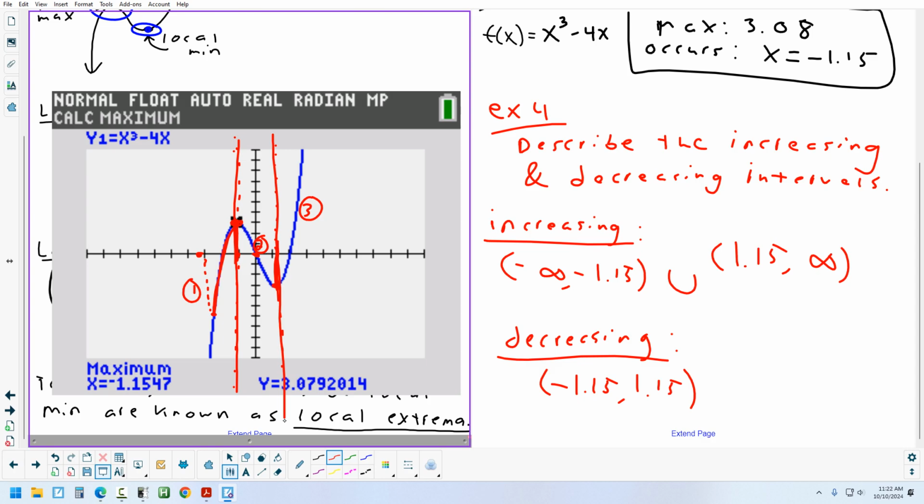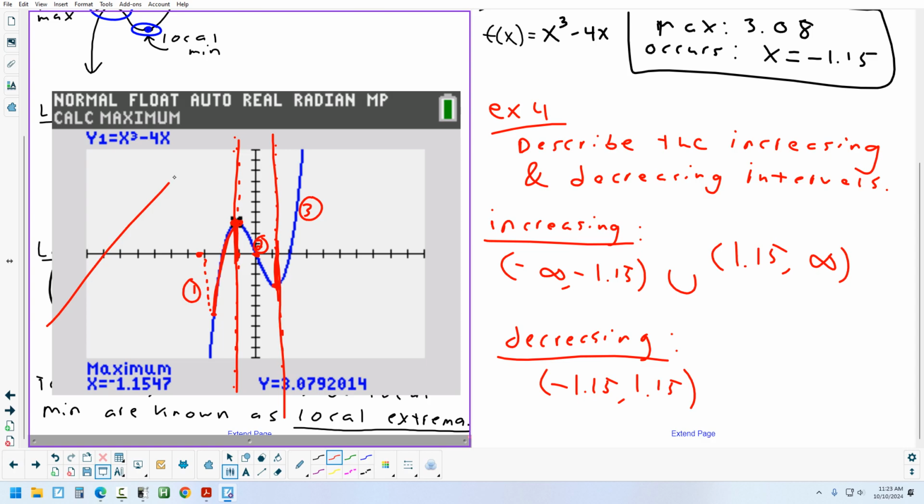So to figure out where something is increasing and decreasing, the first step is to find all the local minimums and maximums. Now, if you have something that's a straight line, well, that's increasing forever. It never starts to decrease because lines can't take a turn. So for something to go from increasing to decreasing, it has to turn. And only things with exponents of 2 or higher can turn. Linears cannot turn.